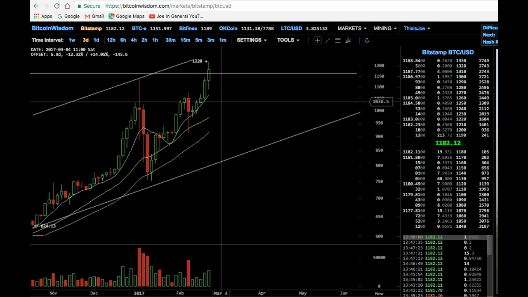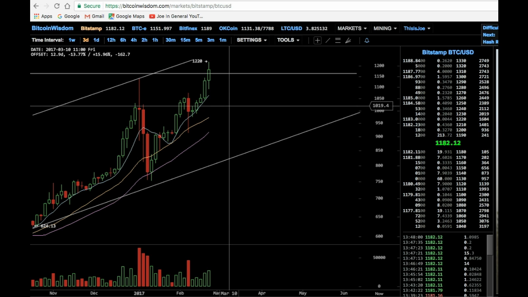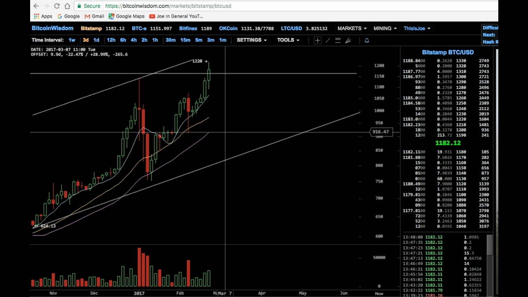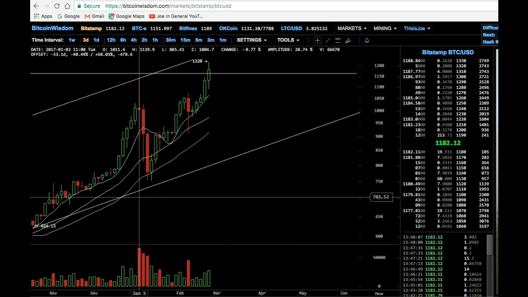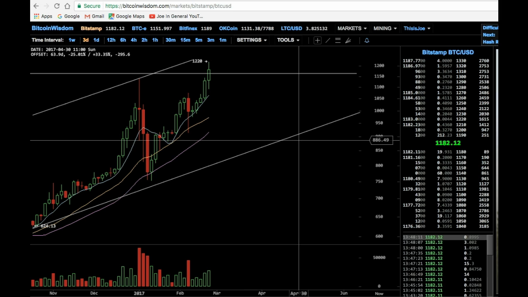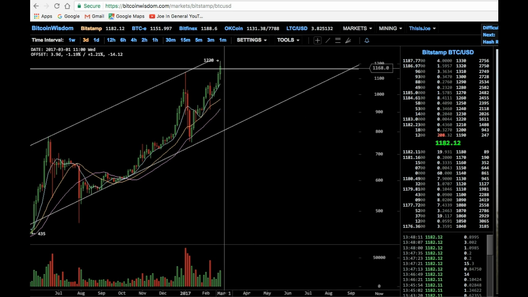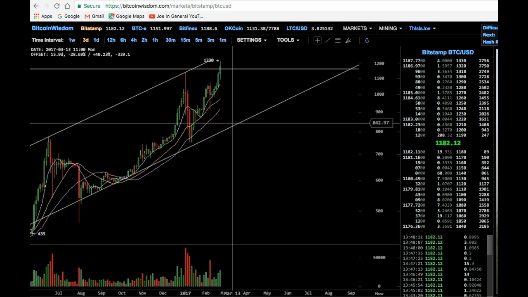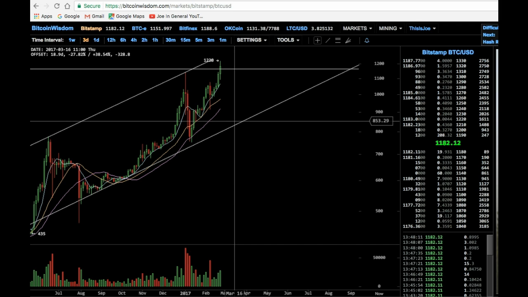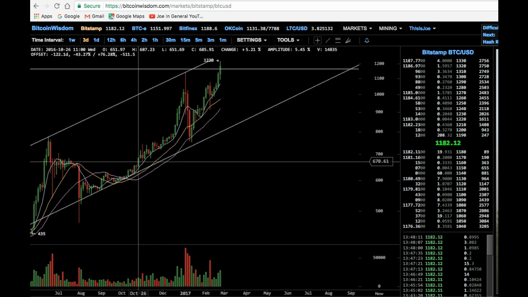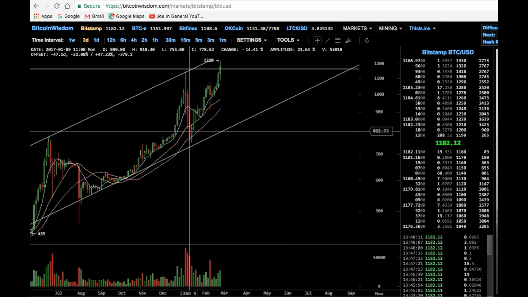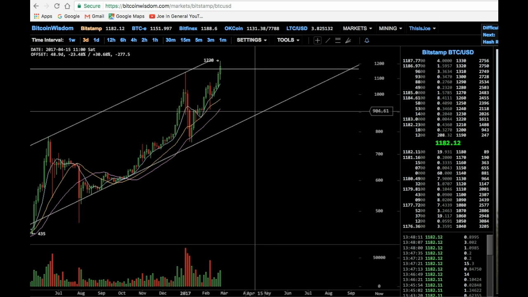If it does break down past 1,000, again, that's a really big psychological barrier, you could see a test of this bottom trend line. Now, you may watch other YouTube channels and they may draw a bottom trend line a little bit different, but this is just the one I've done crudely. Depending how long it takes to bottom out, you're looking at around the $830-$850 mark. But then again, some people have their trend channel line a little bit higher, so it really remains to be seen. But that's a basic indication.